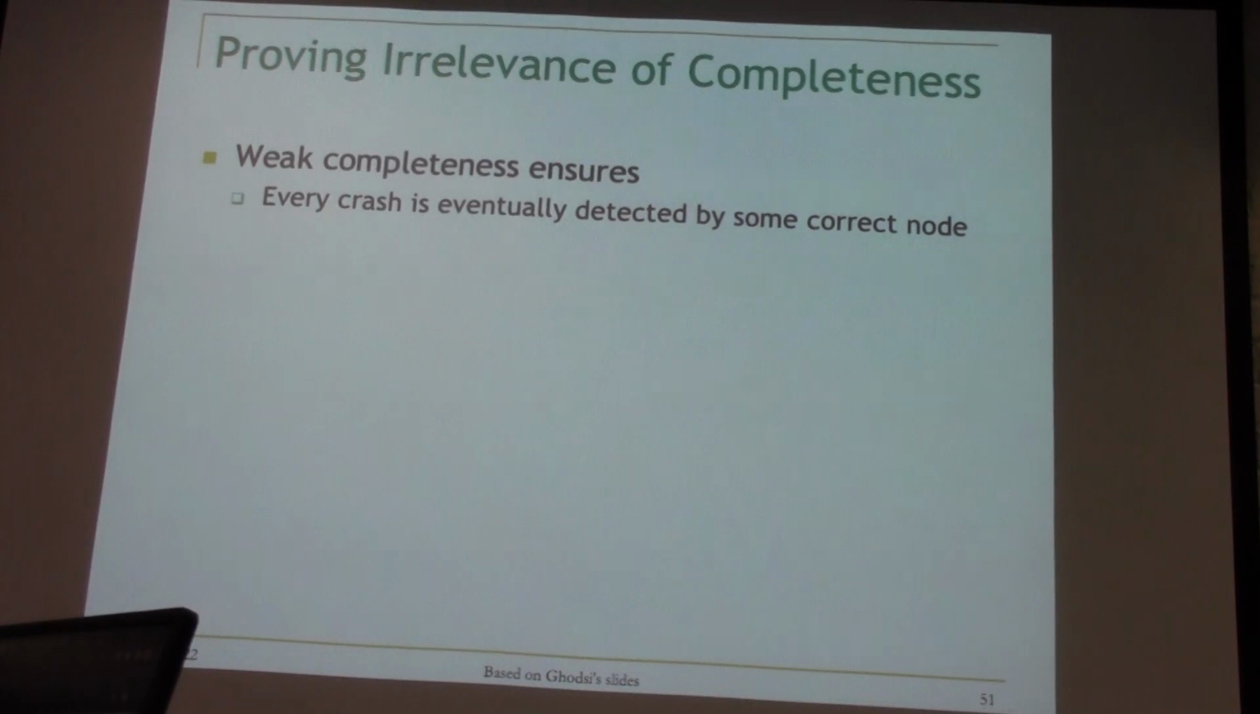We have an algorithm that is weakly complete, where one node sees all the crashes. But somehow, we want all the nodes to see the crashes. How can we do that? If one node sees the crashes, how can we get all nodes to see the crashes?